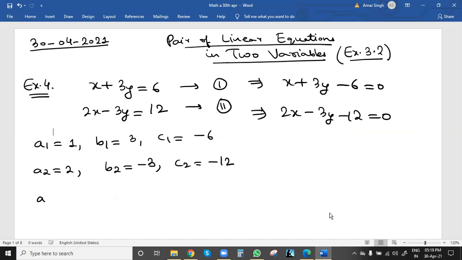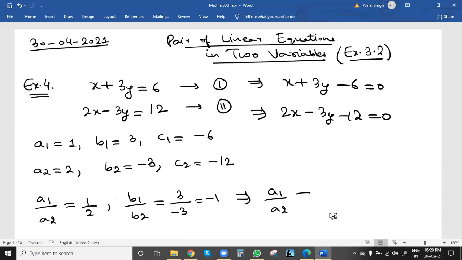Now we'll check the a1 by a2 value. a1 by a2 is 1 by 2. b1 by b2 is 3 by -3, that is equal to -1. Here we will stop, because a1 by a2 is not equal to b1 by b2. They are not equal. So the lines will intersect and we'll have a unique solution.